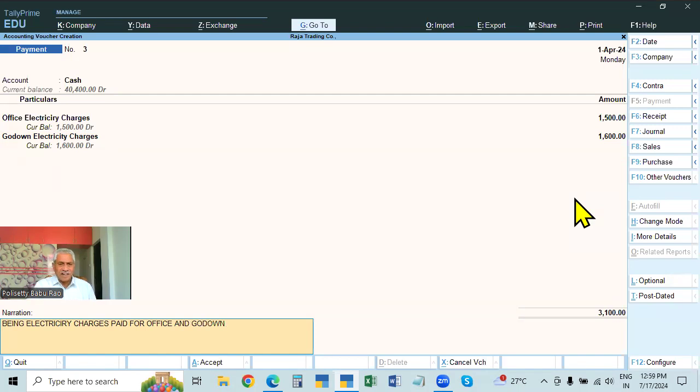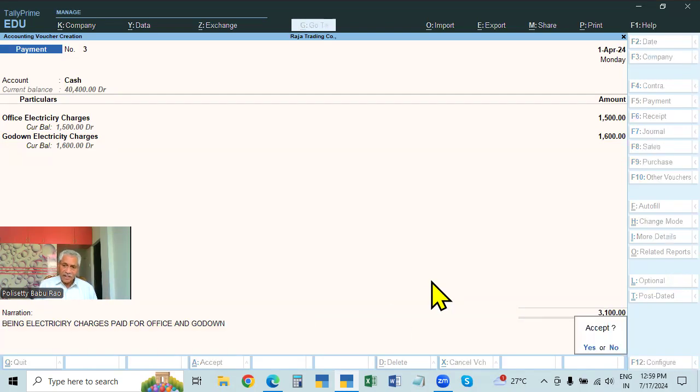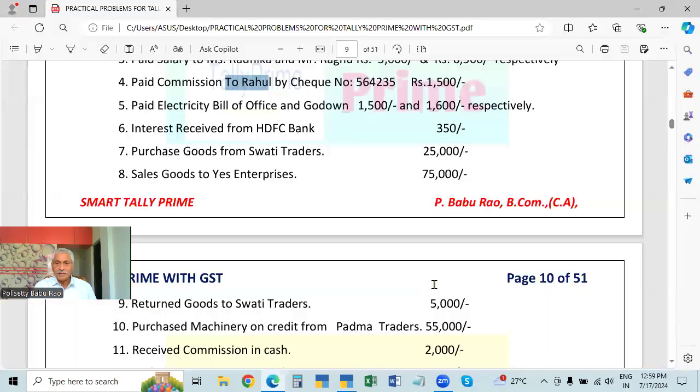Office, and we can write it or not. See, the electricity charges paid, that's all. Paid. You can write for go office and go down also, right or not. That is left to you. Okay. And then interest received from HDFC Bank.